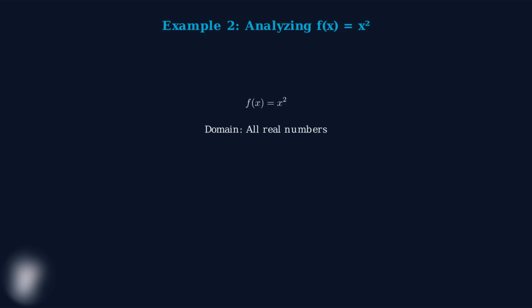This is a classic case where the function is not bijective in its natural domain, but we can make it bijective by restricting the domain. Let's first check if this function is injective. We'll test this by seeing if different inputs can produce the same output.